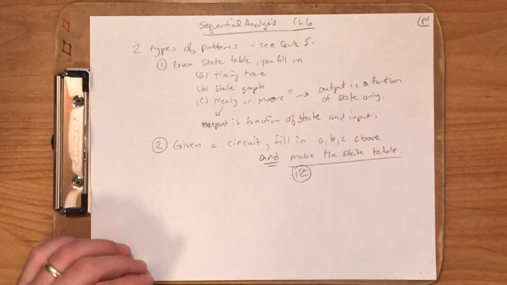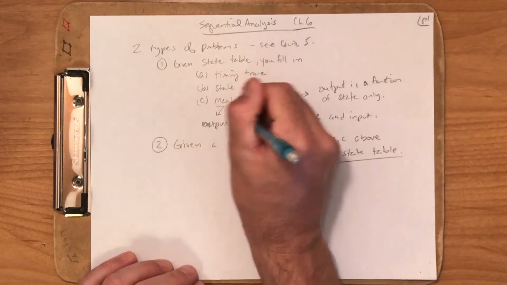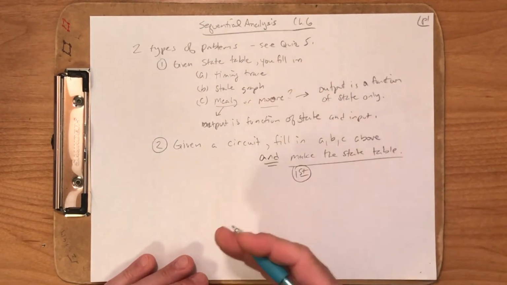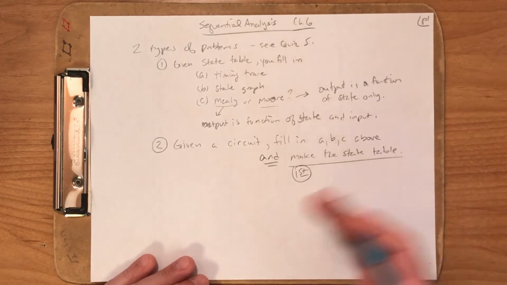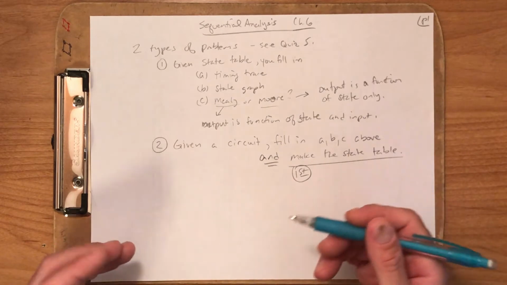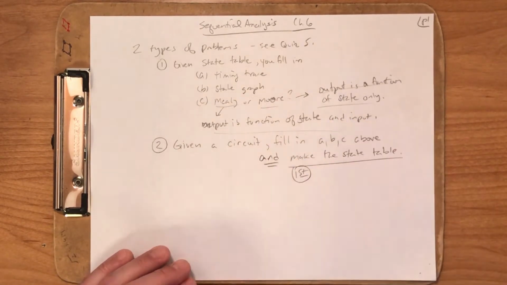And that's the first step. You've got to have the state table to know what the timing trace is going to do, what the state graph will look like, any of that. You can answer Mealy or Moore first. You just look at the circuit and look at the output Z. Does Z have X in it, or does it not? If X is going into a gate that goes into the output, then it's Mealy. If there is no X, then it's a Moore model.